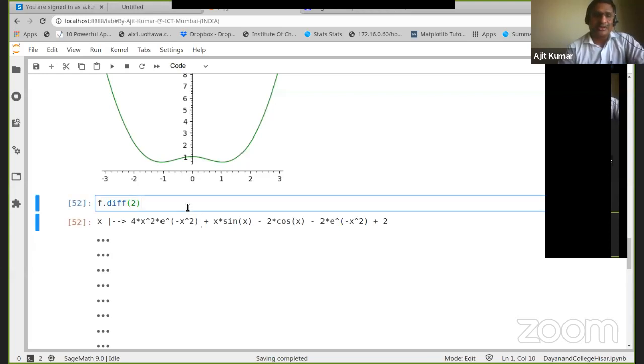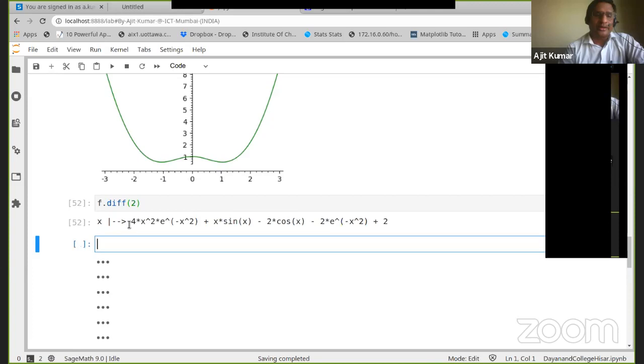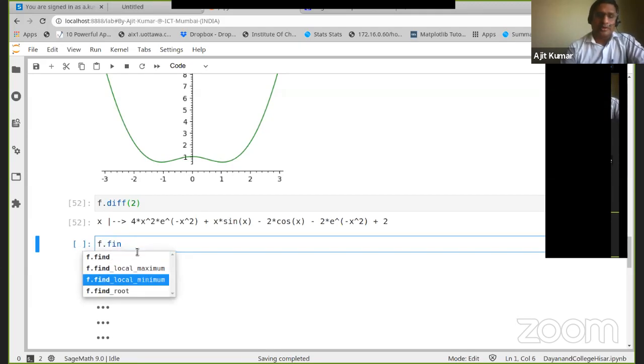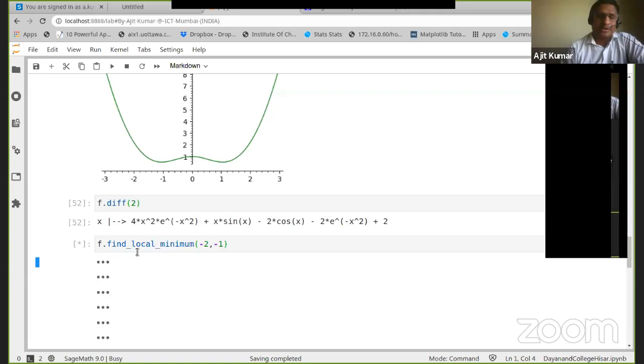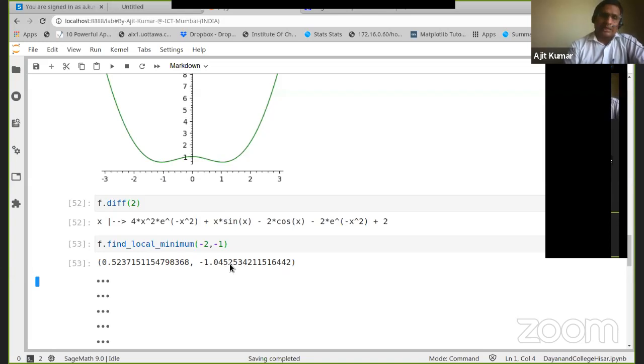right? So let me say, for example, you want to find, we can see there is a local minimum somewhere between -2 and 2. So if I say f dot find local minimum between -2 and -1, it may take a little, yeah, it has come. The minimum occurs at -1.04, and the minimum value is 0.523, and so on. Okay, so all these things can be very easily done.